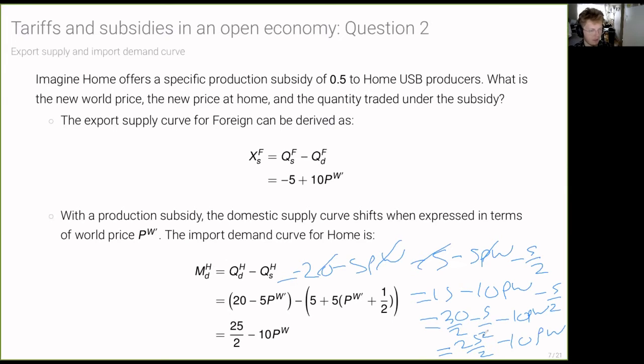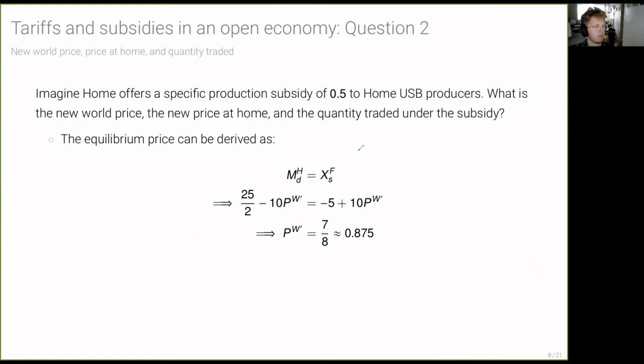Okay, and so sorry, this is a really badly written 25. So that's the same as this. So that's how we figured out what the new import demand curve for home is. Okay, so the equilibrium price here can be computed in the exact same way.